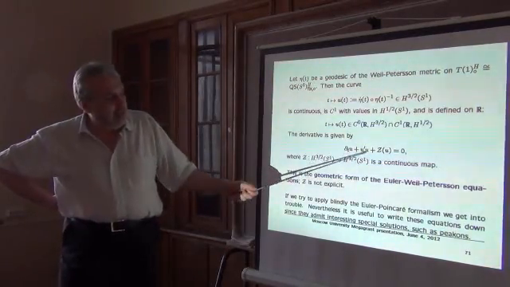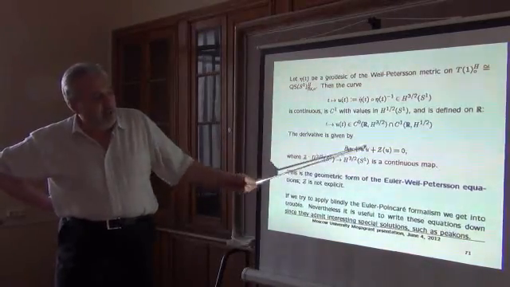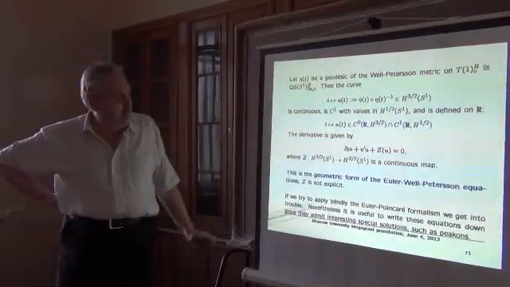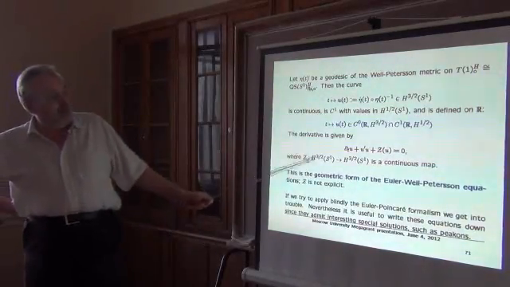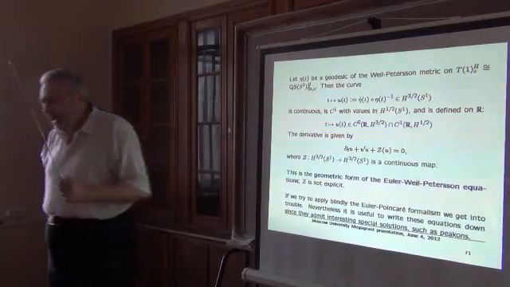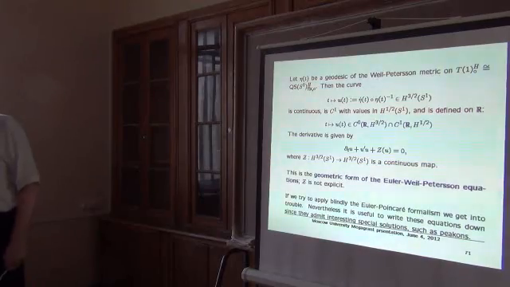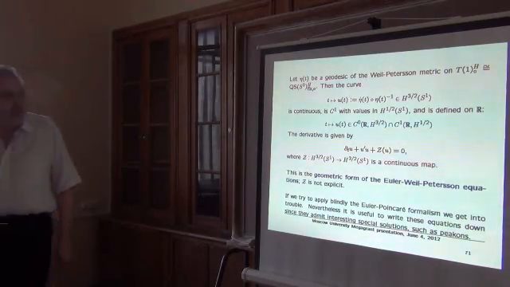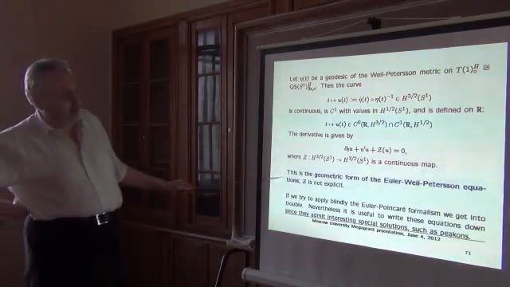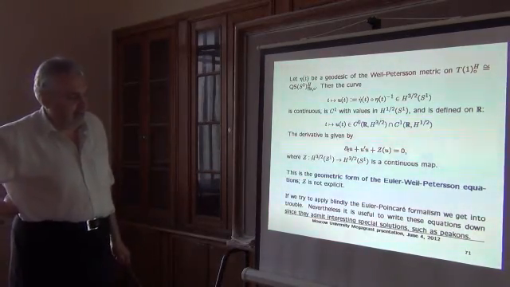So d_t u plus u_x, x being on the circle, u prime u, plus something equal to 0. And that something is a continuous map from H^{3/2} to H^{3/2}, which in principle can be written down. It's not very explicit, but there is a PDE that goes with it. This is the geometric form of Euler-Weil-Petersen, and Z is not as explicit as you may like it.